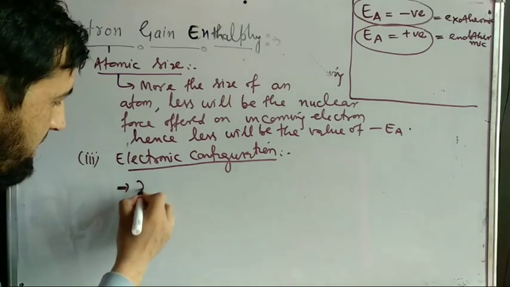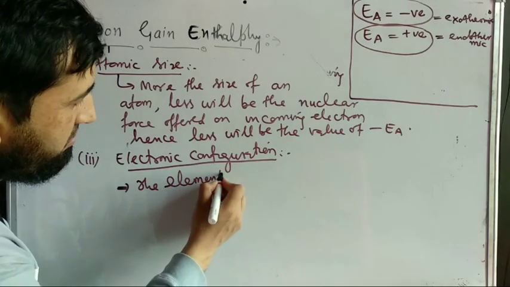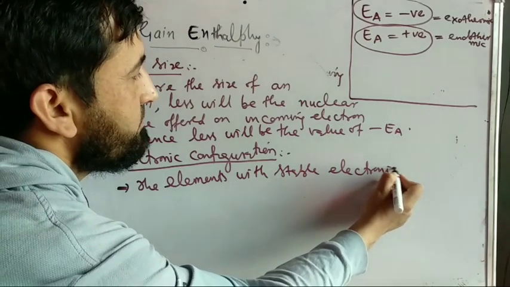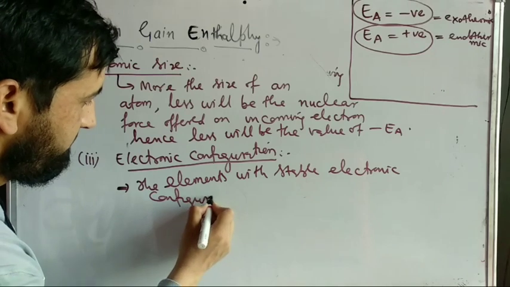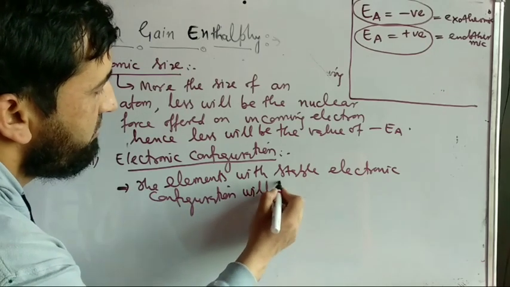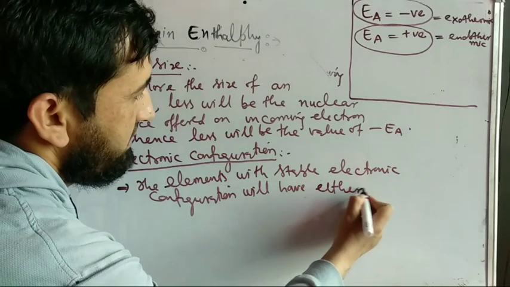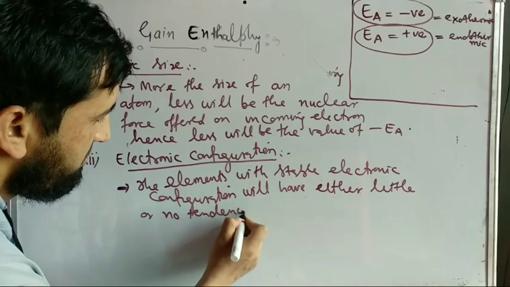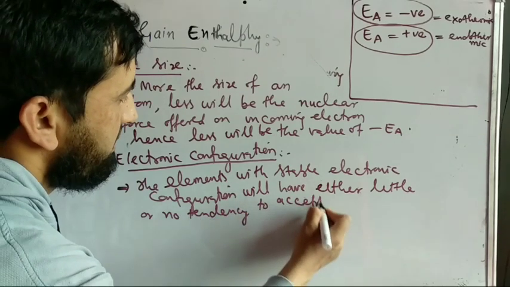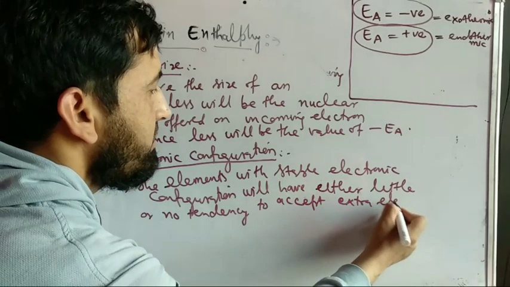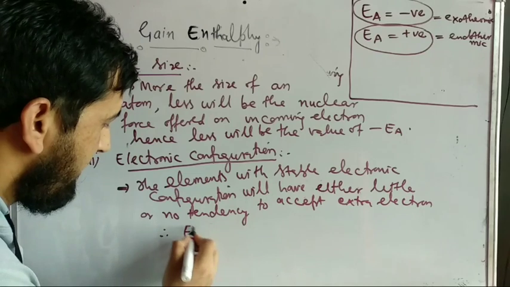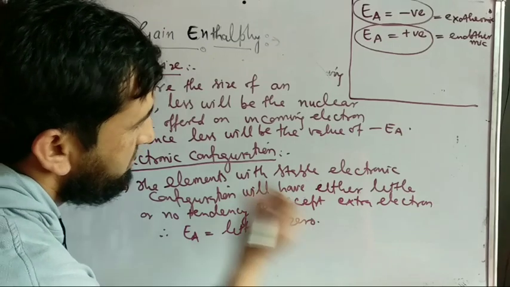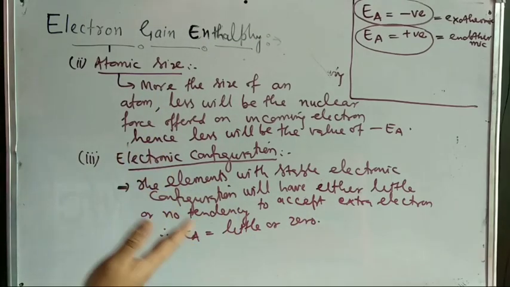So, the elements with stable electronic configuration will have either little or no tendency to accept an extra electron. Therefore, the value of electron gain enthalpy will be either little or 0. So these were the factors on which the value of electron gain enthalpy depends.